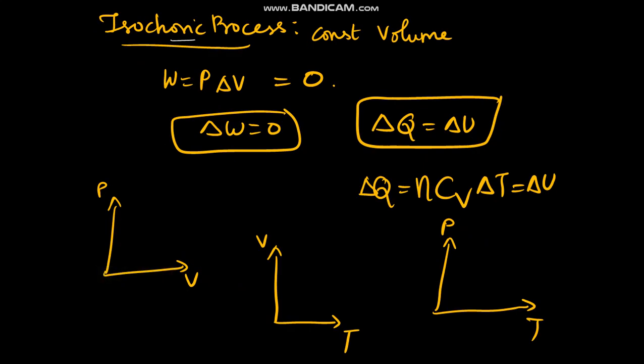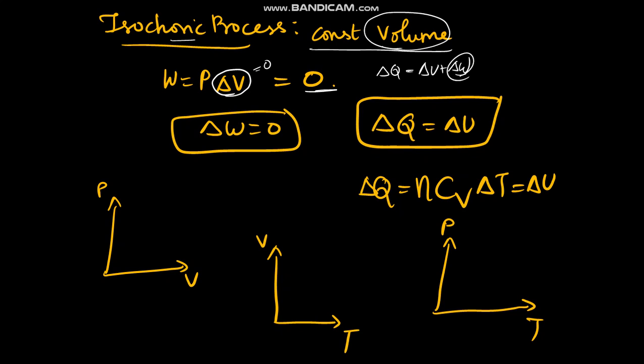Isochoric process. The process which occurs at constant volume is the isochoric process. So delta V is 0. Change in volume is 0 because the process occurs at constant volume. So work done is 0. We know that delta Q is equal to delta U plus delta W. Since work done is 0, delta Q is equal to delta U. So change in heat is equal to change in internal energy.